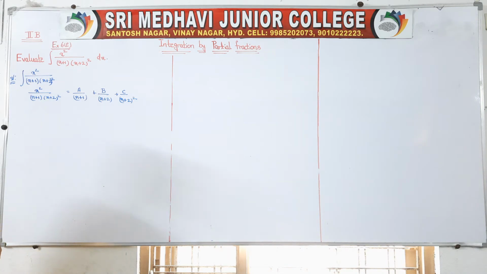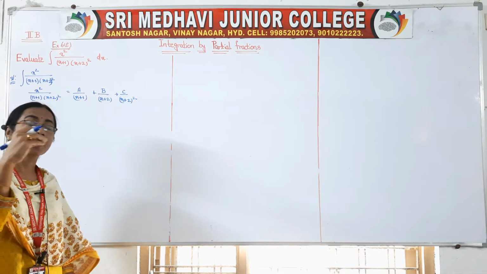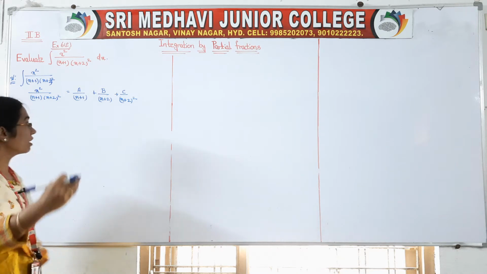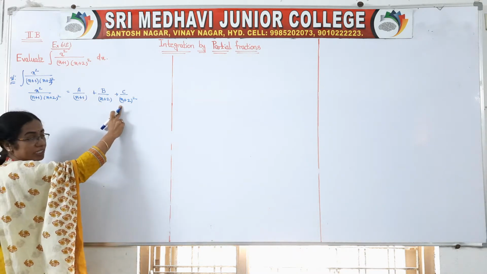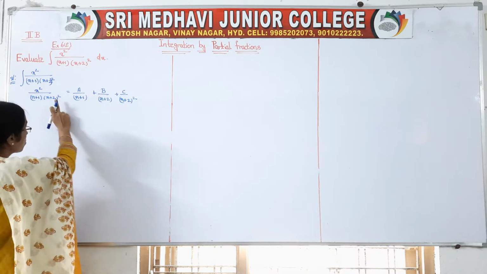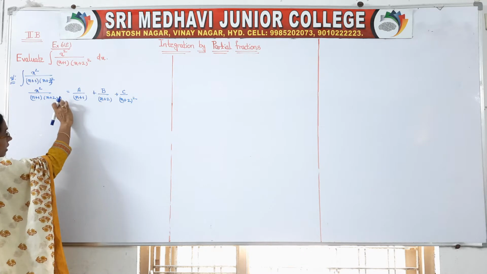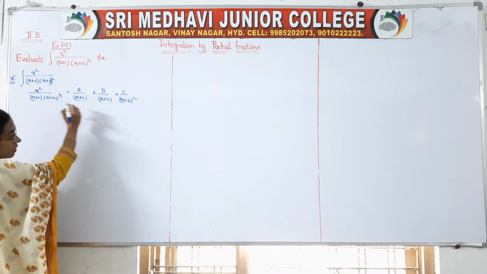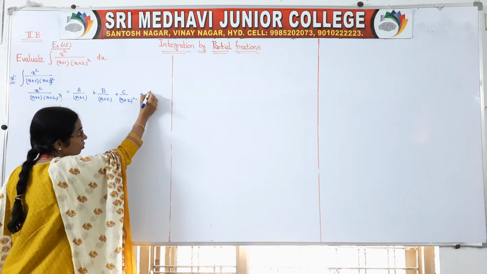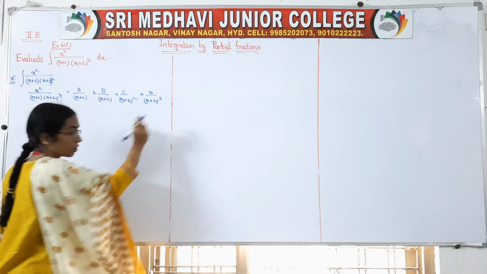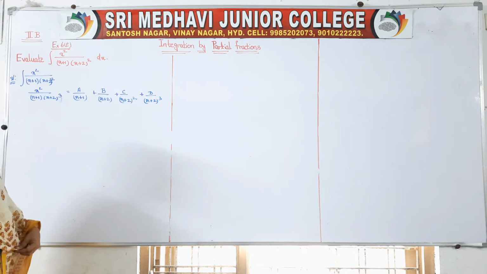Okay, this is the procedure when we have repeated linear factors. If we have repeated linear factors, we take like this, 1 time, 2 times. Suppose here a cube is there instead of square, then I will write one more term, D by (x plus 2) whole cube. Like this we have to take if repeated linear factors are there.